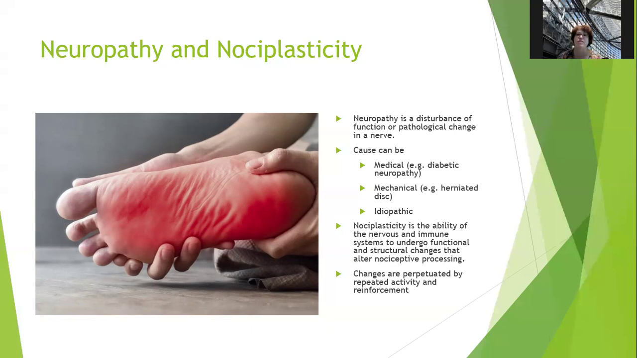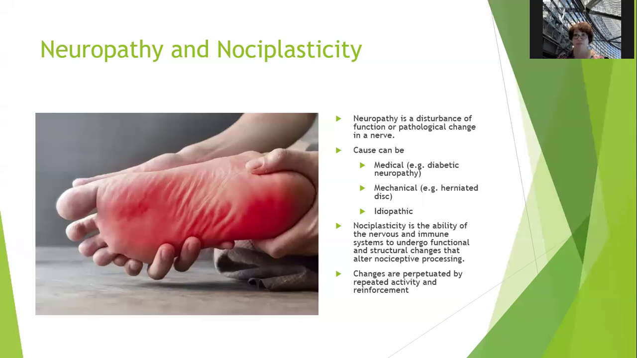Nociplasticity is the ability of the nervous system and immune system to undergo functional and structural changes that alter nociceptive processing, and the changes are perpetuated by repeated activity and reinforcement. So neuroplasticity is sort of the umbrella term, which also includes nociplasticity. Neuroplasticity includes other things besides pain. Neuroplasticity is involved in learning and other types of changes, but nociplasticity is specifically when nerves change to perceive more pain, which we really don't want them to do.